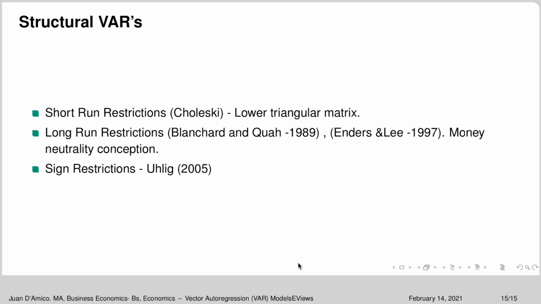But there are also some other identification strategies, like for example the long run restriction by Blanchard and Quah from 1989. This is a very popular restriction imposed in the main matrix. And for example, another paper that has used this identification strategy is Enders and Lee, 1997. And the main idea under the long run restriction is this concept of money neutrality. So it's this idea that nominal variables have no real effect on real variables in the long run. So you cannot really affect real variables in the long run by doing changes in nominal variables.